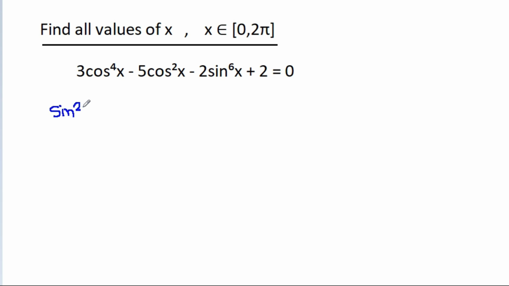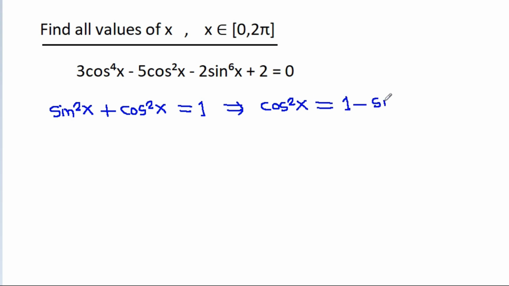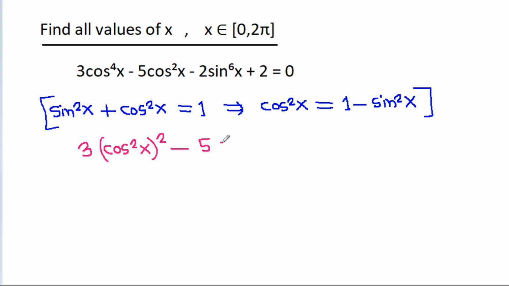So sin^2 x plus cos^2 x is equal to 1. That means cos^2 x will be equal to 1 minus sin^2 x. And it is 3 times cos^4 x, which is (cos^2 x) squared, minus 5 cos^2 x minus 2 sin^6 x plus 2 is equal to 0.